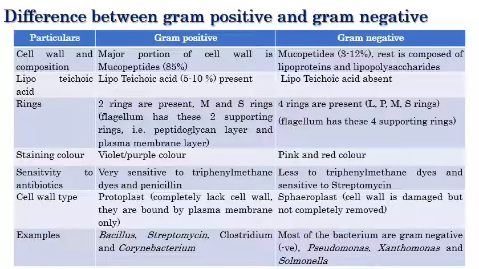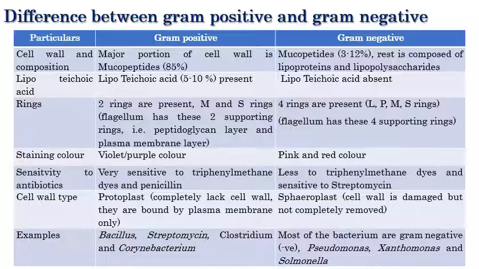Let me tell you an easy remembrance. We are doing this entire course only for B.Sc. Agriculture students, Bachelor of Science students. So remember, in gram positive, B.Sc: B stands for Bacillus, S stands for Streptomyces, C stands for Clostridium or Corynebacteria.